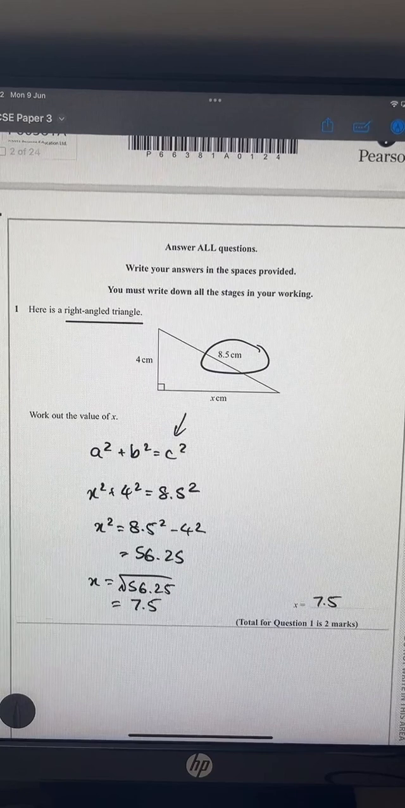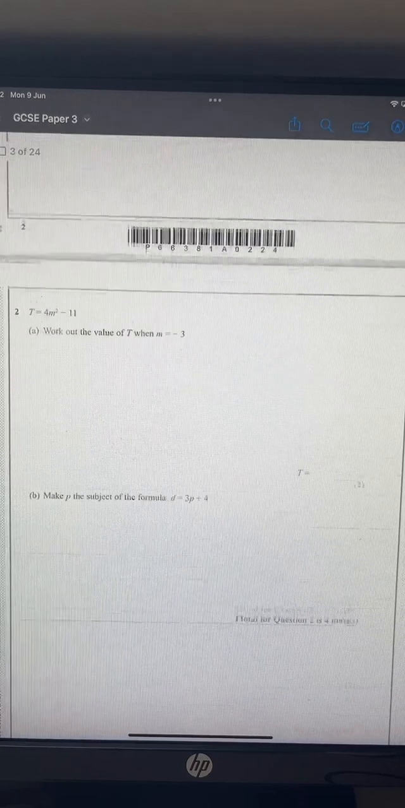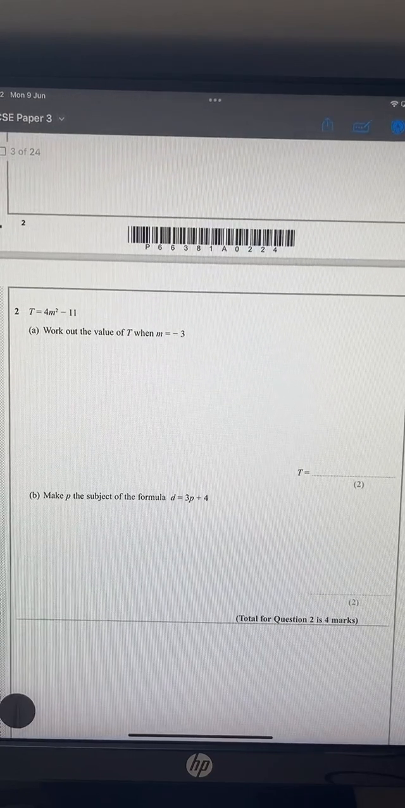All right, next question. T equals 4m squared minus 11.